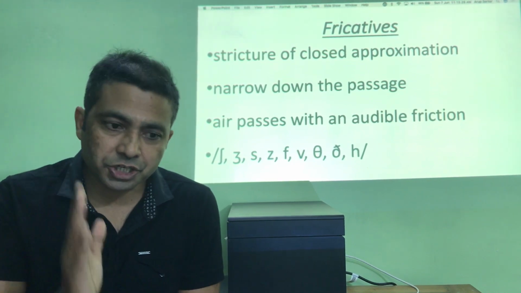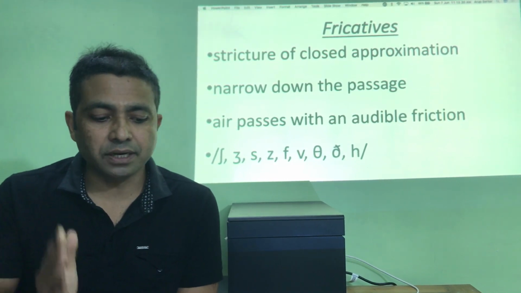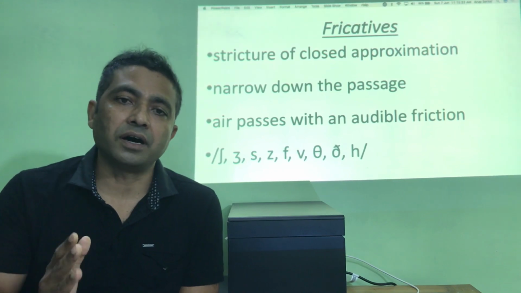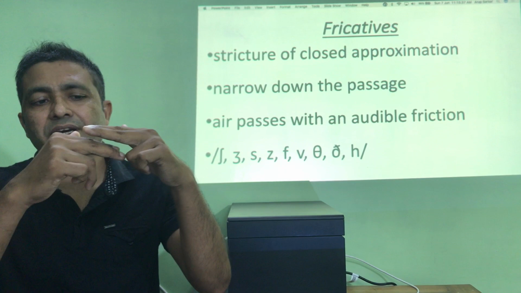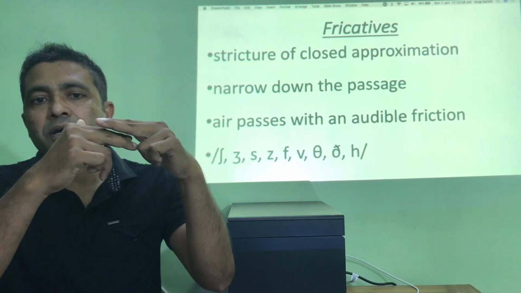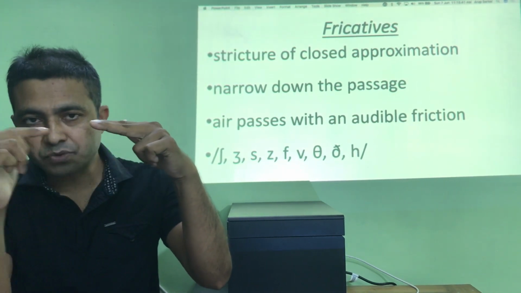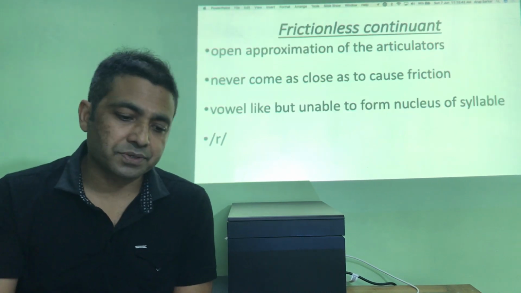For example, sha, ja, sa, za, fa, va, tha, the, ha. During the production of these sounds, both the articulators, active and passive, come very close to each other, and the air comes in between them with friction sounds.